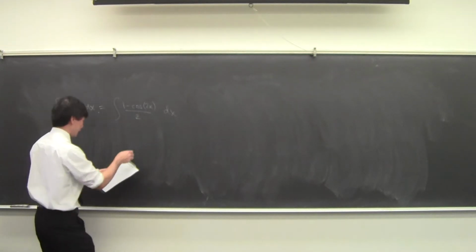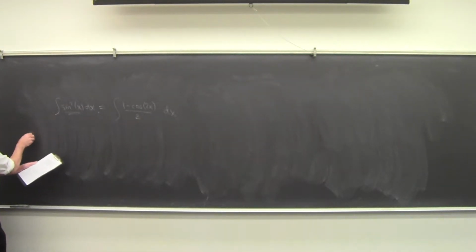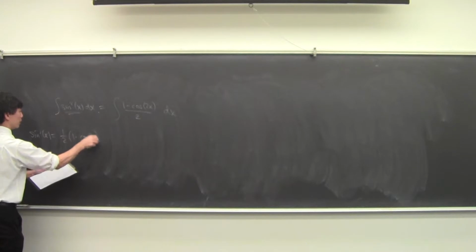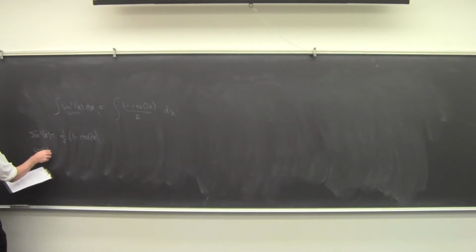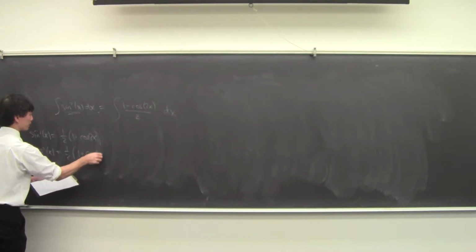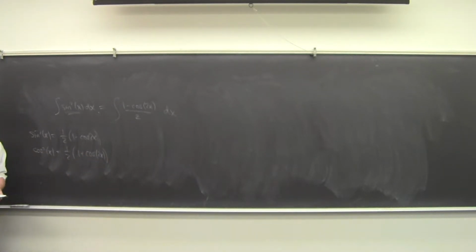There's a pair of trig identities. Sine squared x is 1/2 times (1 minus cosine 2x). Cosine squared x is 1/2 times (1 plus cosine 2x). So just memorize them. They're handy. They show up a lot.